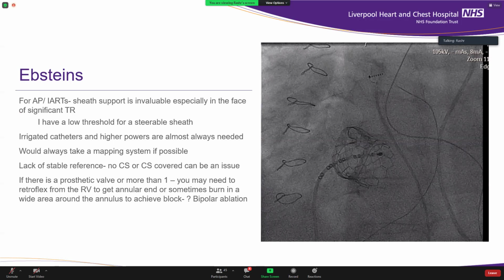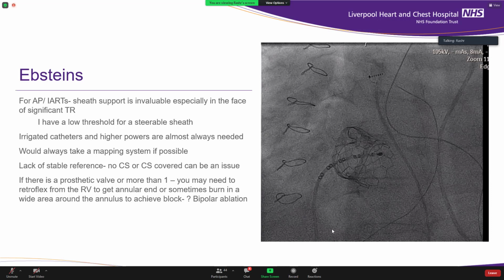So from my perspective, I think steerable sheath support is invaluable in these patients, especially with the more and more tricuspid regurgitation they have. I think you're talking about very thick scar tissue. You're ablating at high powers, so you need to give yourself the best chance of good contact and good lesion generation. I think a steerable sheath here really does help you. And we would always do this at high power with an irrigated catheter.